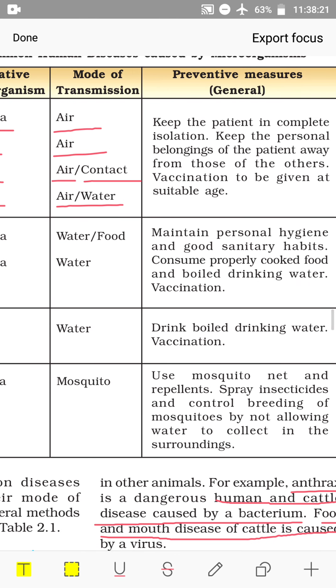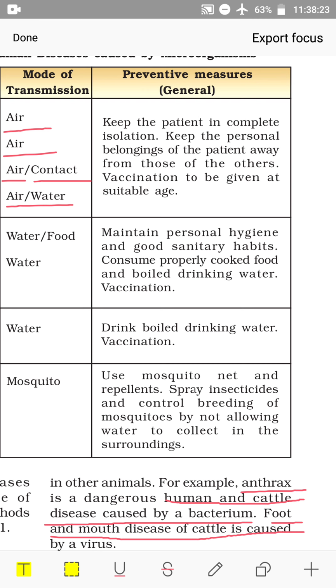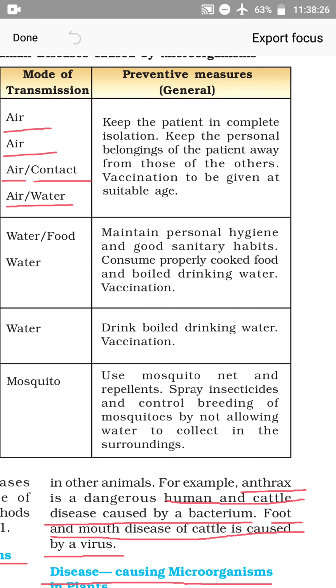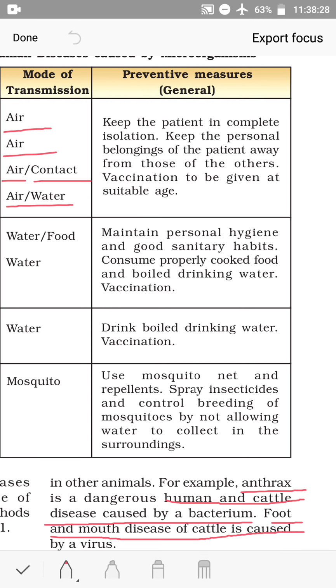Let us see what are the general preventive measures. Keep the patient in complete isolation. Keep the personal belongings of the patient away from those of others. Vaccination to be given at suitable age.